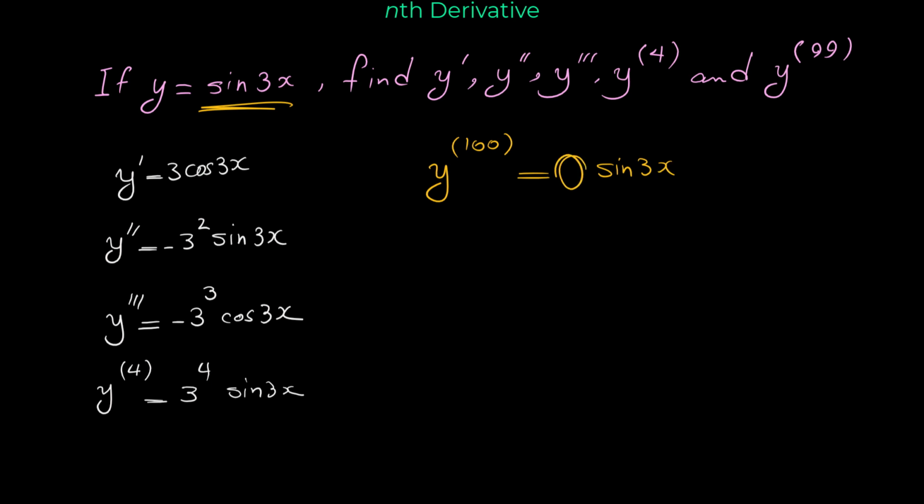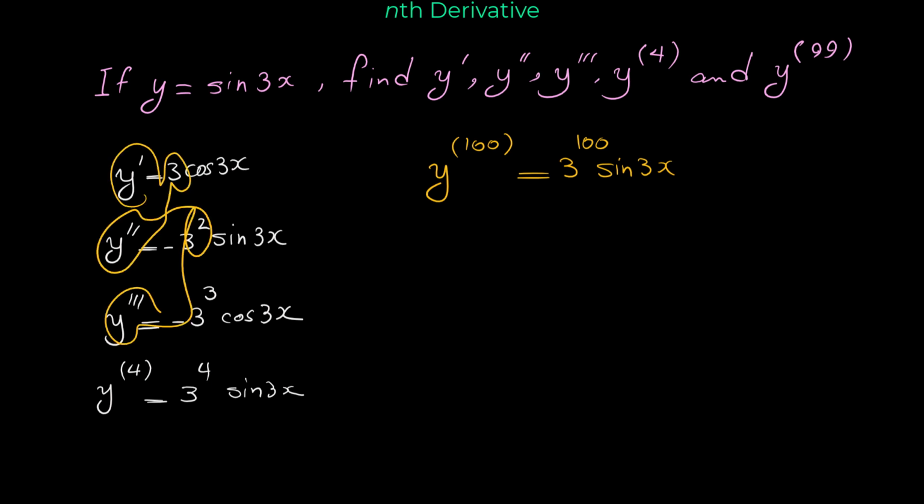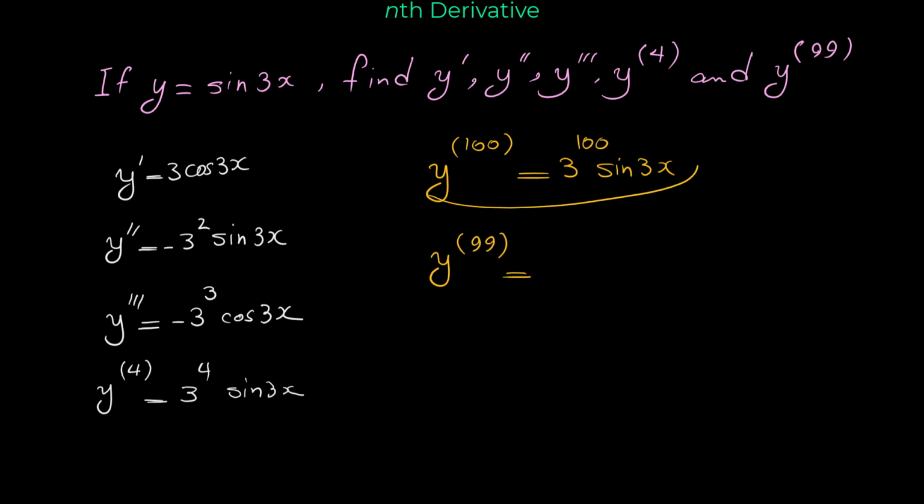and what do we have to put here? 3 to the power of 100. Why? Attention, for the first derivative we have 3 to the 1, for second derivative 3 to the 2, third derivative 3 to the 3, and fourth derivative 3 to the 4. But we want to find the 99th derivative. One derivative before this. First of all, we don't have 3 to the 100 for the 99th derivative, we have 3 to the 99.